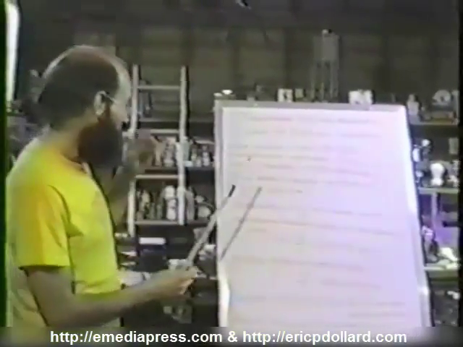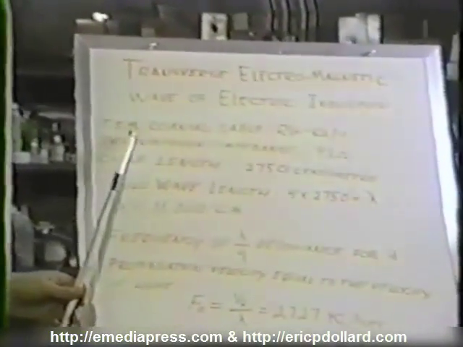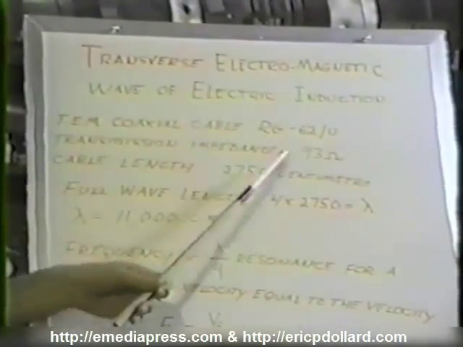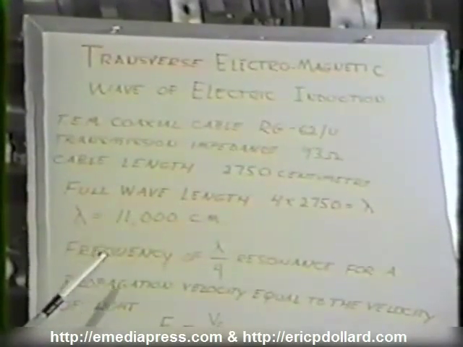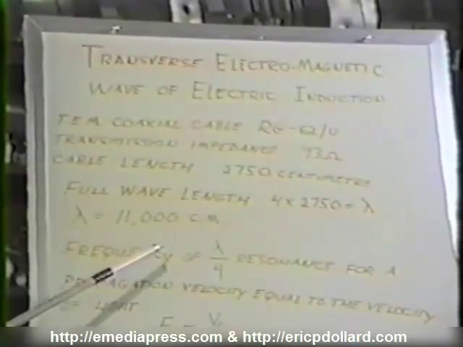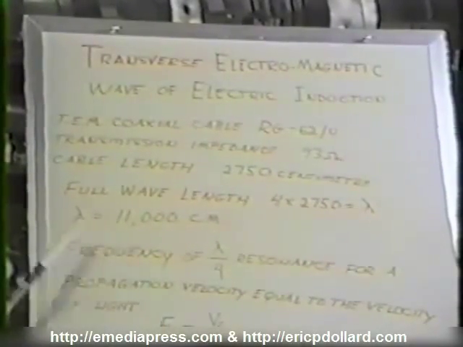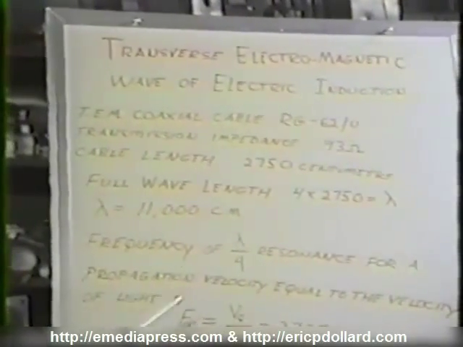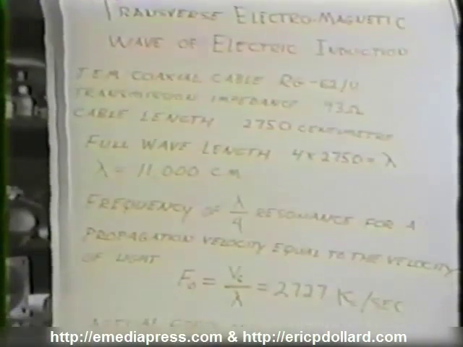In reviewing our test data for a transverse electromagnetic wave of electric induction, for a TEM coaxial cable, RG62, which is the cable type we use, transmission impedance 93 ohms, total length of cable 2,750 centimeters. Full wavelength of this piece of cable then would be 11,000 centimeters, since it's a quarter wave resonance and you have to multiply the length by a factor of 4. Now, based on the velocity of light, frequency of quarter wave resonance for a propagating velocity equaling that of light, the frequency should come out to 2727 kilocycles per second.